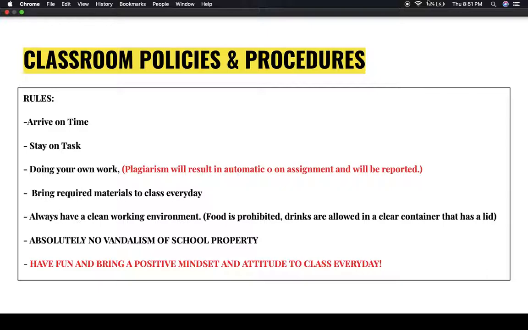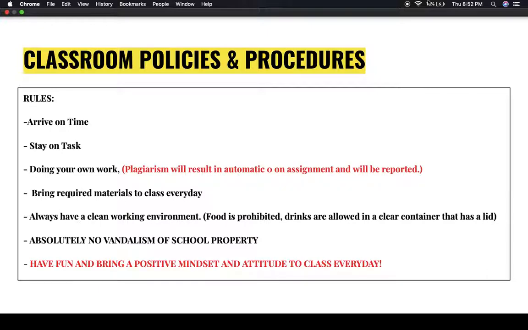And then getting into my last two, my second to last one being absolutely no vandalism. I feel it is an honor to be blessed with the ability to have a classroom that has desks that allow students to use textbooks, and laptops if they are provided from the school. So being able to take care of all those things is pretty important to me as an educator, and as well should be important to the student.